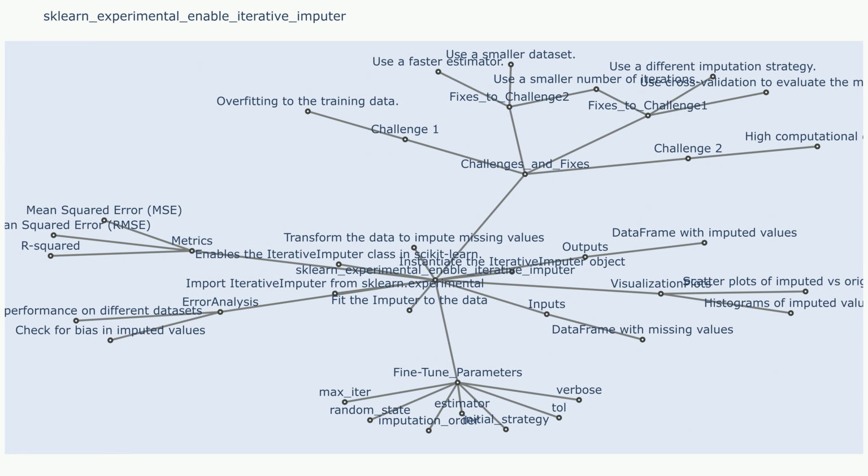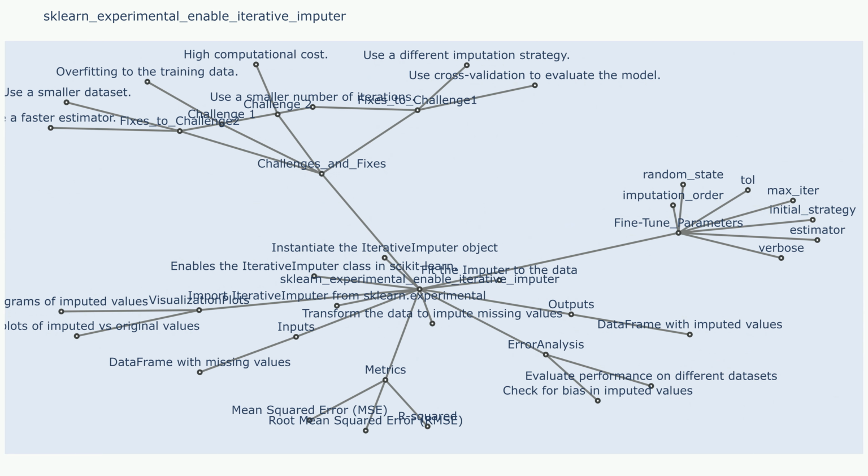Sample use case that resulted in challenge 1: a dataset with millions of rows and numerous features with missing values. Fixes to challenge 1: Consider using a more efficient estimator, reducing the number of iterations, max iter, or parallelizing the computations.